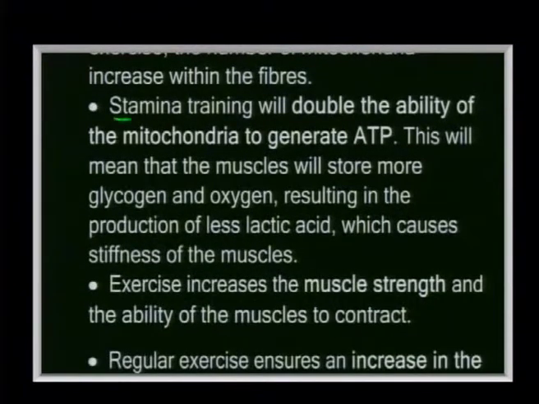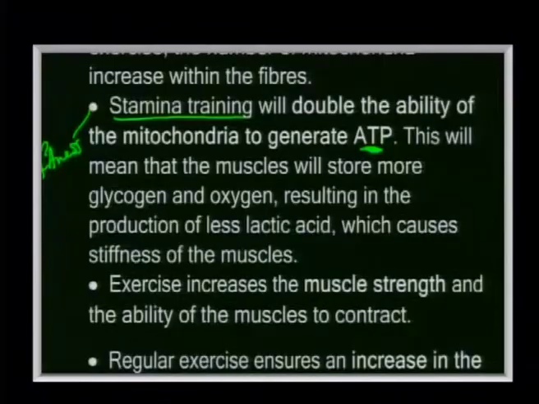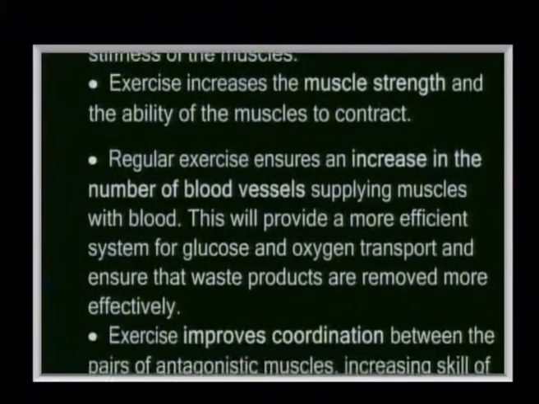All right, stamina training, you can double the ability of the mitochondria to generate ATP. Okay, that's what stamina training is, basically fitness. And how do you get fitter? It's purely because you train your body to cope longer with a certain amount of energy. Why? Because you help it to start making more energy from the ATP. Okay, so when you exercise, your body stores more glycogen and oxygen. It produces less lactic acid, so you don't get as stiff when you get fitter. Okay, it also increases the strength of the muscles and the ability of the muscles to contract.